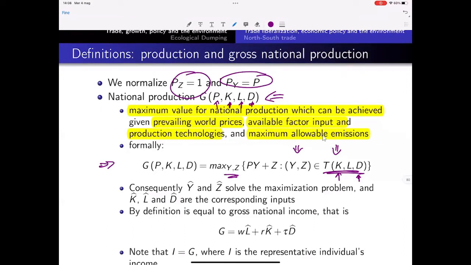As a consequence, here you have that y hat and z hat are the maxima, the values that solve the maximization problem. And as a consequence, you also have that K hat and L hat and D hat are the corresponding inputs.